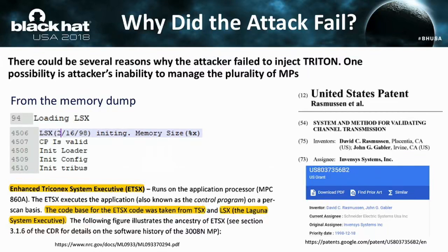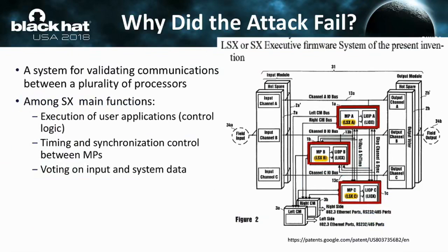There could be multiple reasons, but one of the possible reasons is that they were not able to deal with the plurality of main processors. TRICONEX is a very complex firmware. There are a lot of firmwares inside other firmware, a lot of smaller parts. One of them is LSX, and it is actually patented technology. This LSX firmware is responsible for taking the control program from the engineering station and passing it to the two other main processors. It executes control logic, and it's also responsible for synchronization and for voting for consistency between the three main processors. It's patented technology.